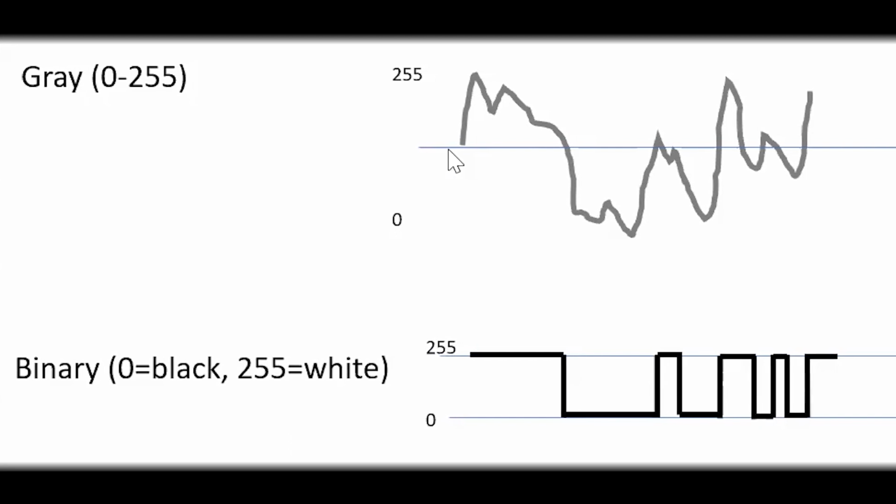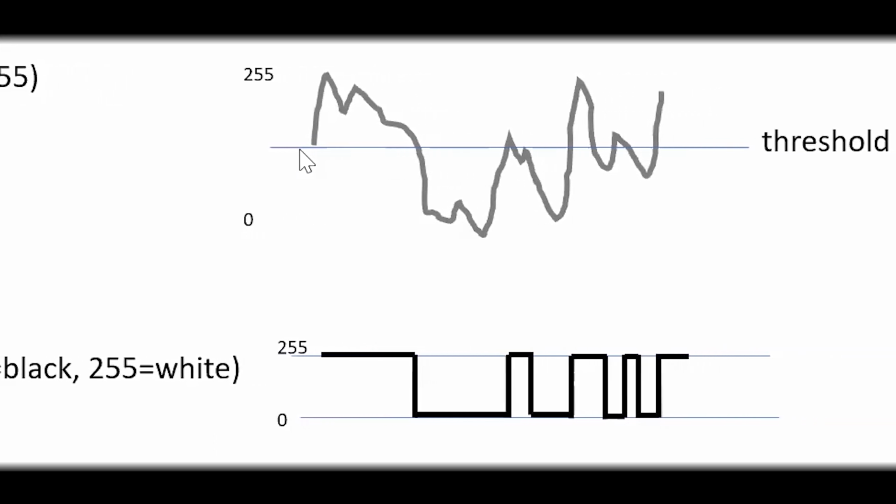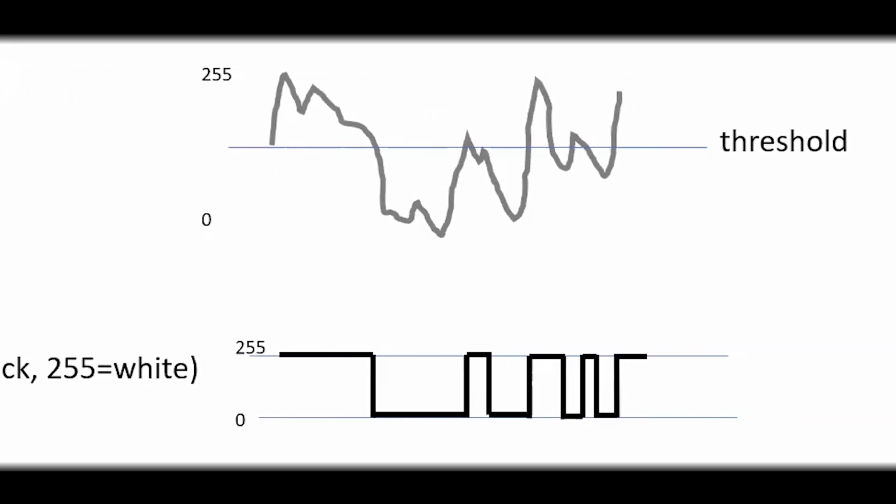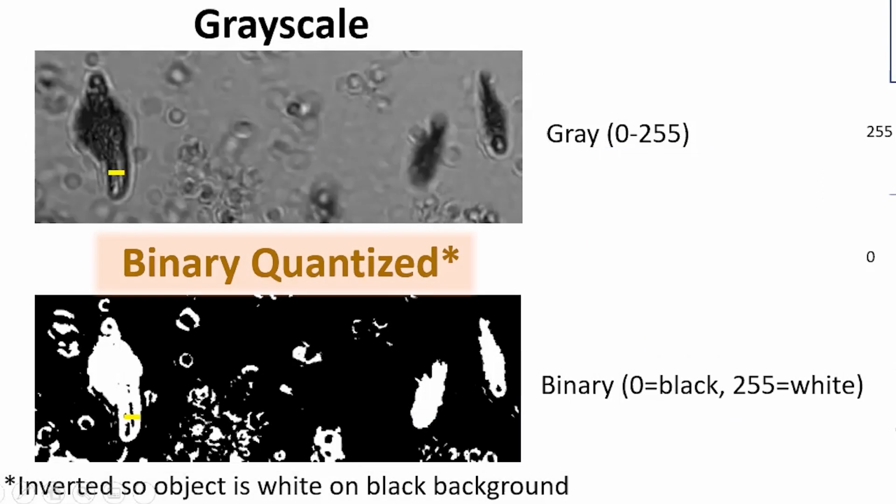And what this hard thresholding does is you set a value, and if it's above the threshold, you consider the pixel white, and if it's below the threshold, it's black. So that's how you binary quantize.